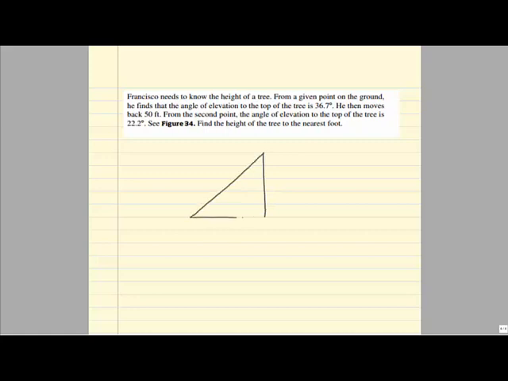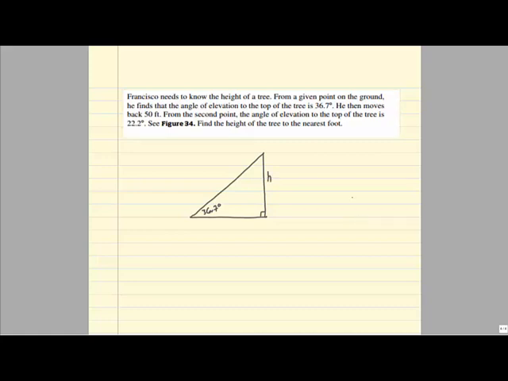And there's some point on the ground, and we'll assume that the tree is growing perpendicular to the ground. So we have a 90-degree angle there. And it says we have a 36.7 degree angle here to the top of the tree. That's the angle of elevation. Now we talked about angle of elevation and depression in our last lecture, so if you need to go back and review that, you can.